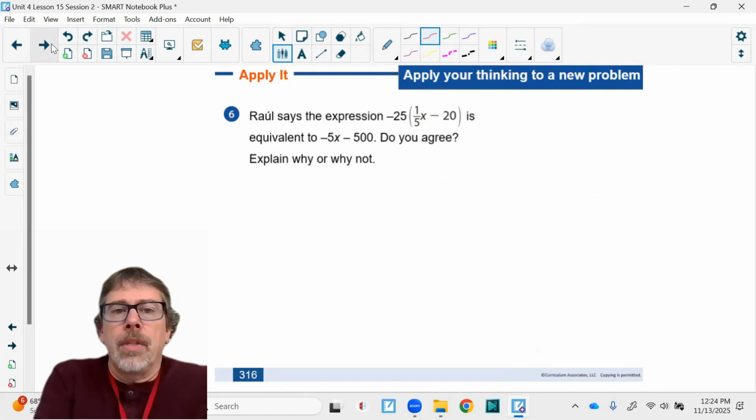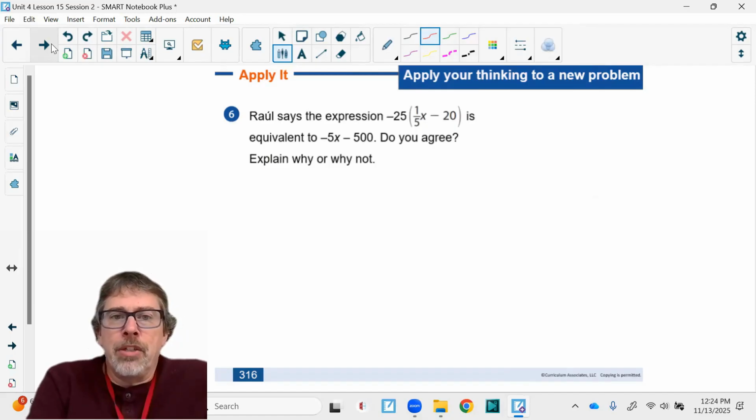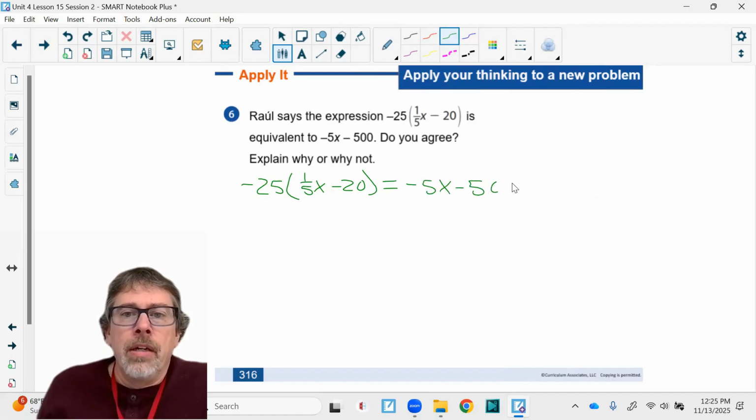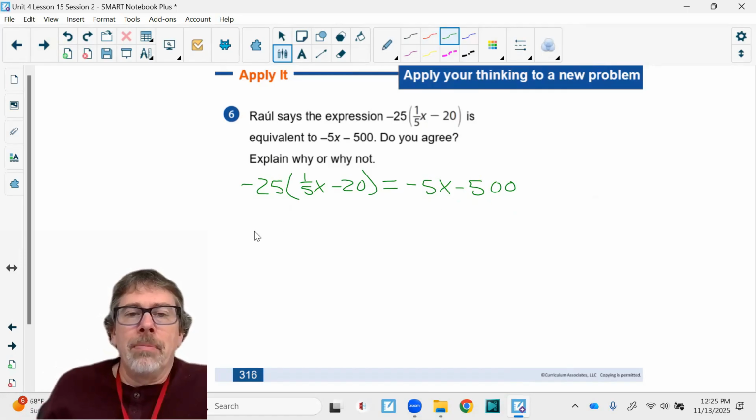Number 6. Raul says the expression negative 25 times 1/5 x minus 20 is equivalent to this. Do you agree? Explain why or why not. So again, we're going to do the same thing. Negative 25 times 1/5 times x minus 20, checking to see if it is in fact equal to negative 5x minus 500. I don't need to do anything to this right here. I could factor out a 5, but let's just leave it as is.